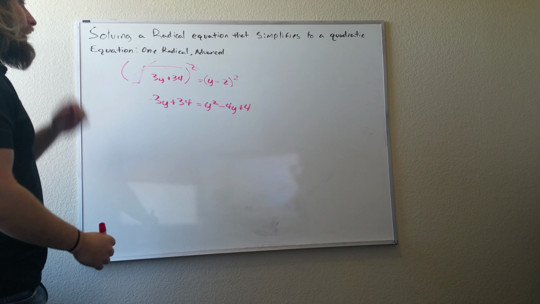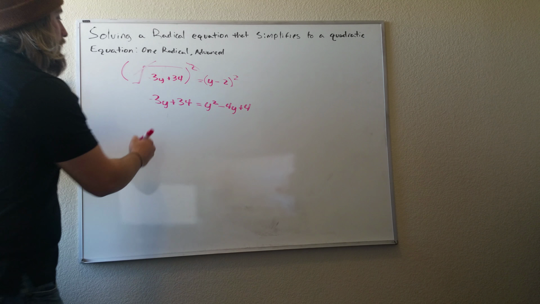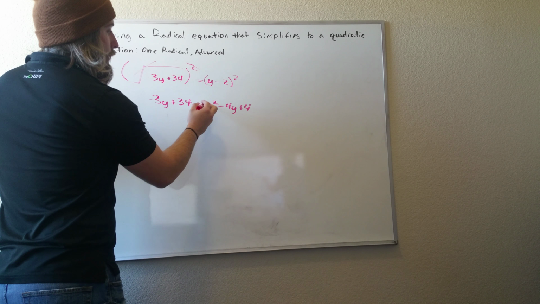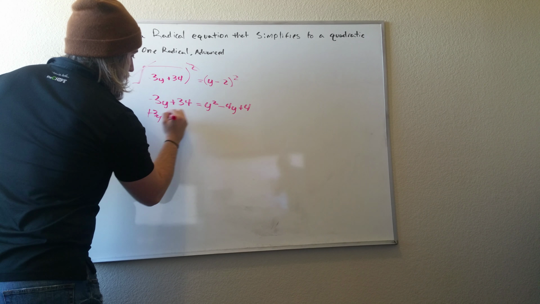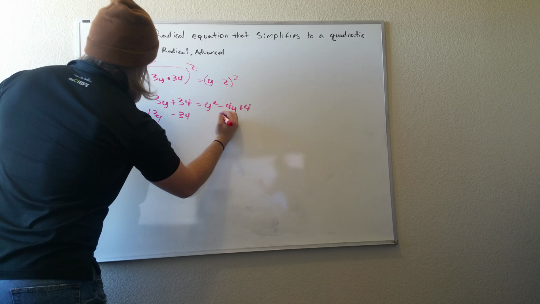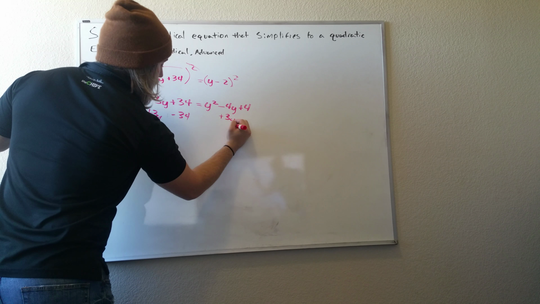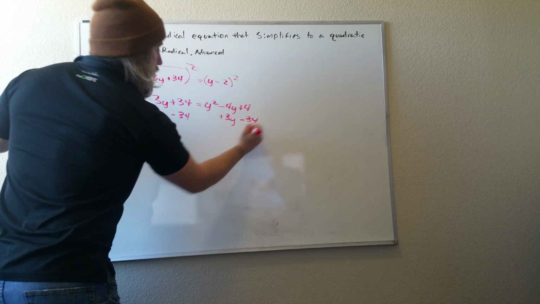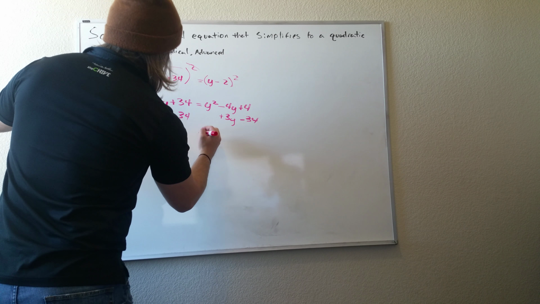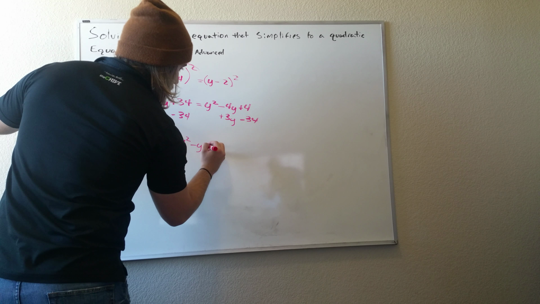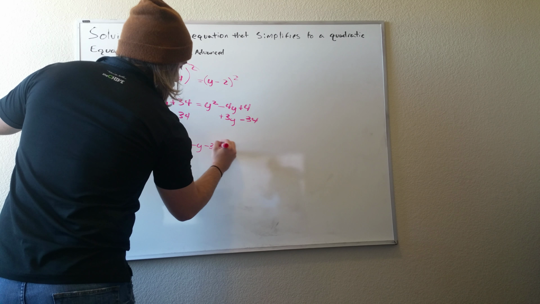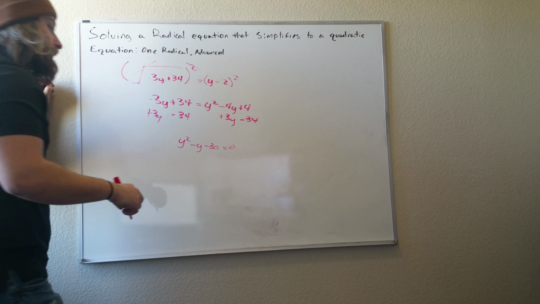Alright, and now we have to combine like terms. So let's keep the y squared positive. So let's add over this side. So we're going to do plus 3y minus 34. So we'll get y squared minus y minus 30 equals 0.